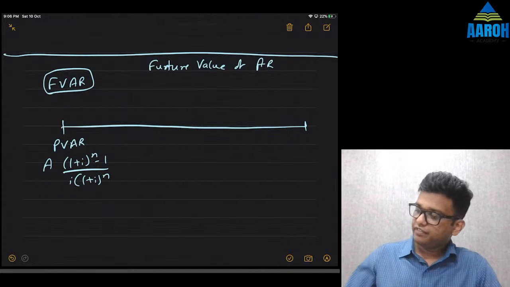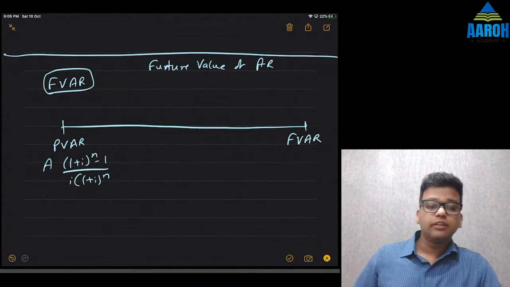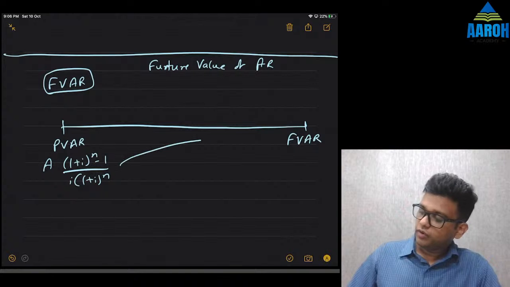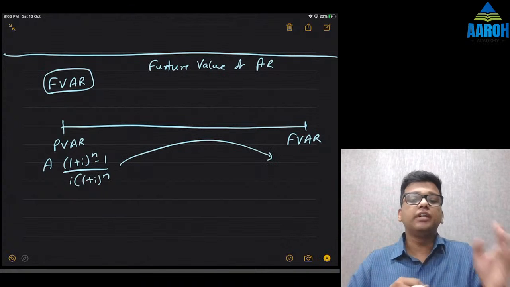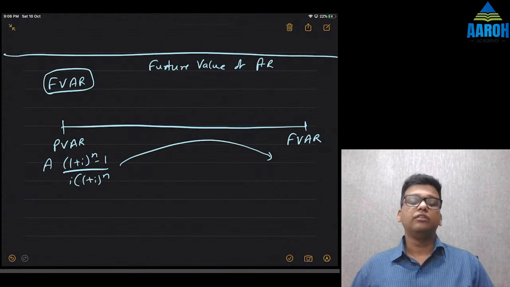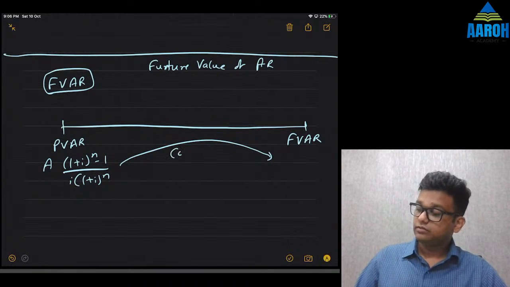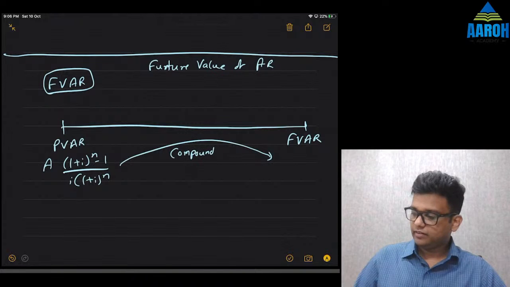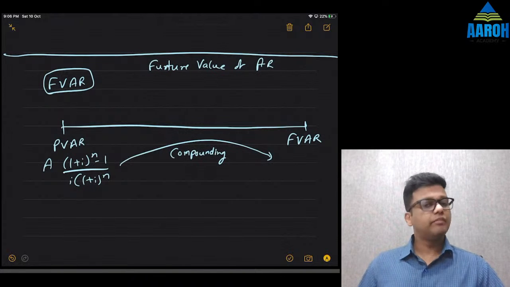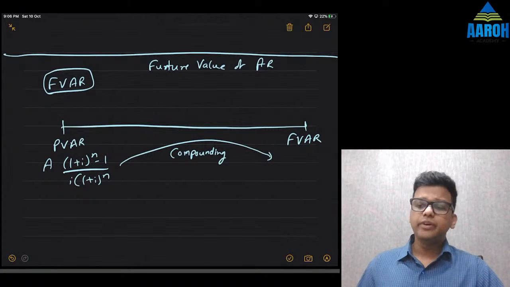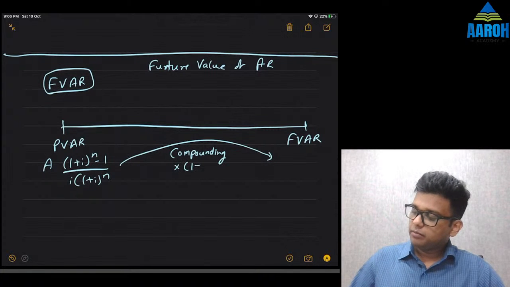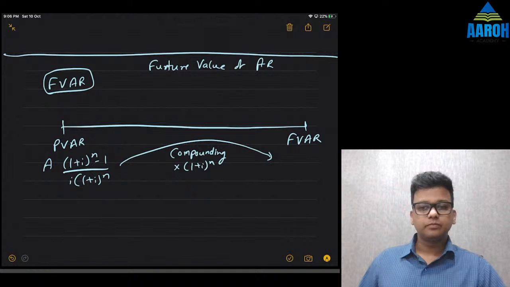If we want to find future value of annuity regular, then what will we have to do? Going from present to future, this process is called what? Compounding, right? We'll have to do compounding of this. How do we do compounding? We multiply by 1 plus I raised to n.